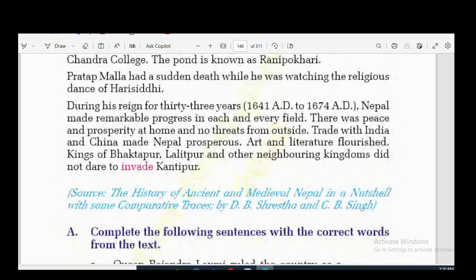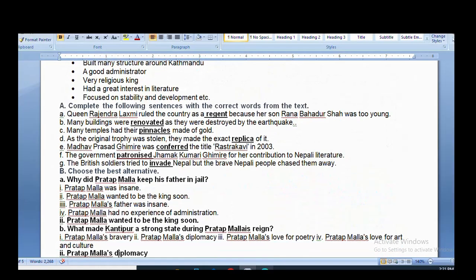The text is over, and this text was adapted from The Story of Ancient and Medieval Nepal in a Nutshell, with some comparative traces by D.V. Shrestha and C.V. Singh. Now let's go to the exercise. Complete the following sentences with the correct words from the text.